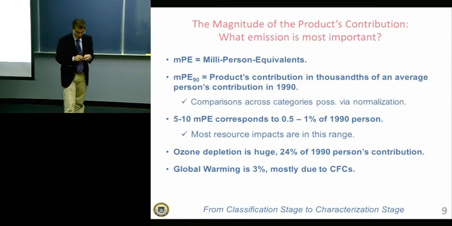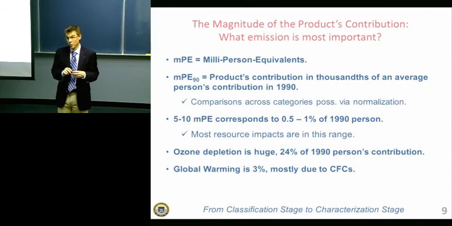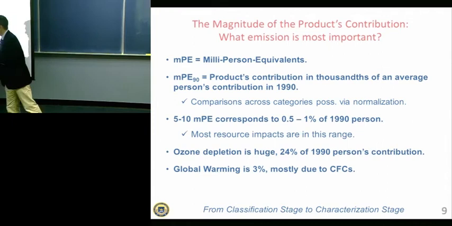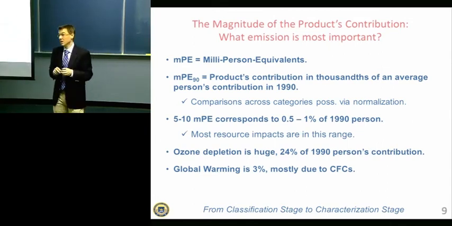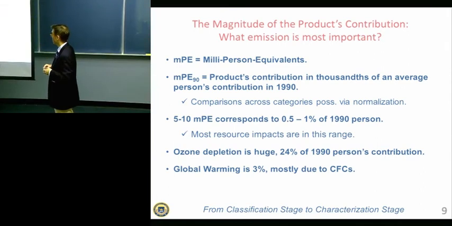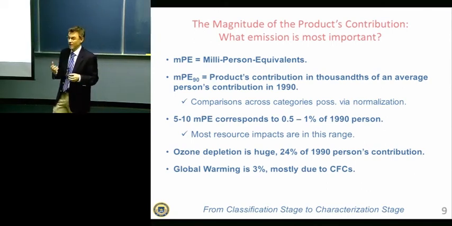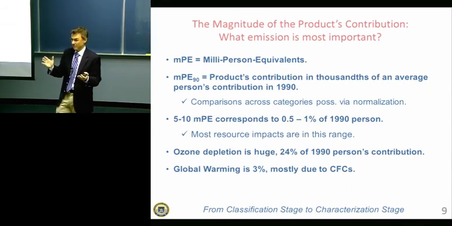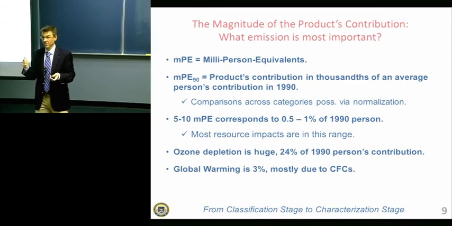Okay, so let's talk about EDIP. How might we further interpret those midpoint indicators? One idea that they lean upon in EDIP is what's called the person equivalent. You see this MPE90, milli-person equivalents, relative to the total contribution in 1990. Let's suppose we're talking about global warming potential, or grams of CO2 equivalent. We say the average person in 1990 had X grams of CO2 equivalent. What the milli-person equivalent does is say, what fraction of that average person's emission in 1990 is represented by the life cycle of this product?